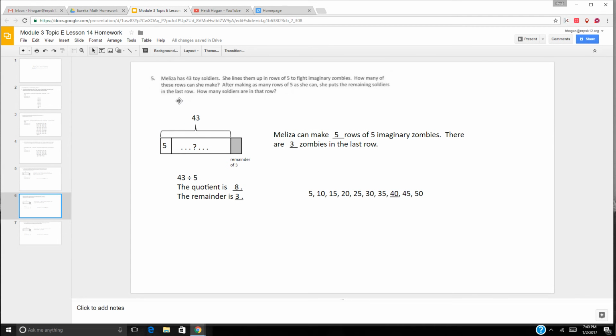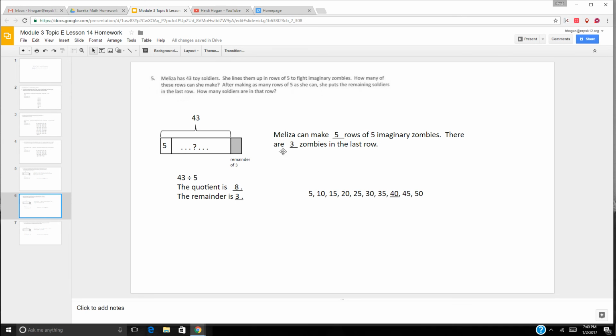Okay? Melissa has 43 toy soldiers. She lines them up in rows of 5 to fight imaginary zombies. How many of these rows can she make? After making as many rows of 5 as she can, she puts remaining soldiers in the last row. How many soldiers are in that row?